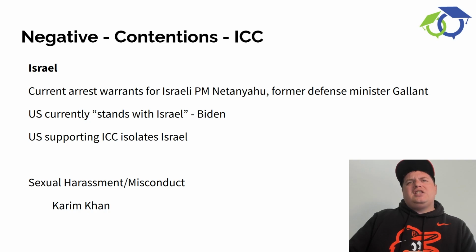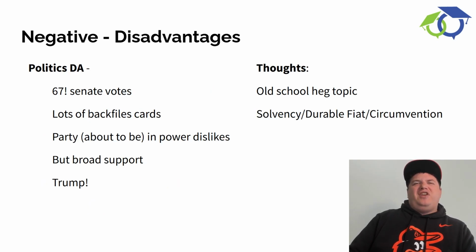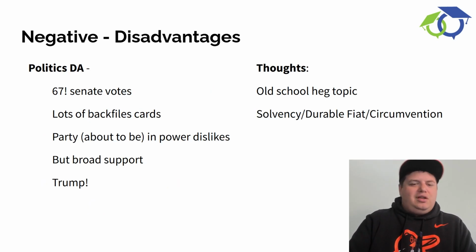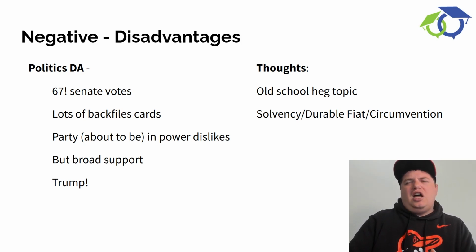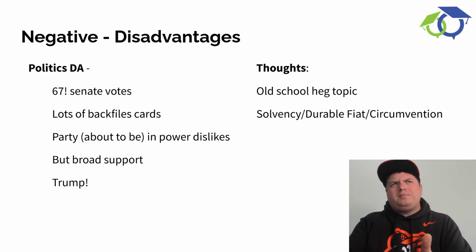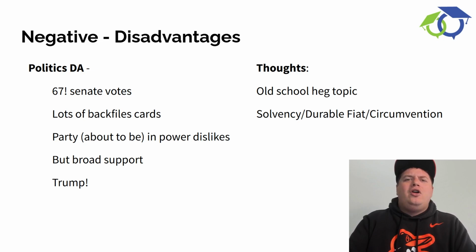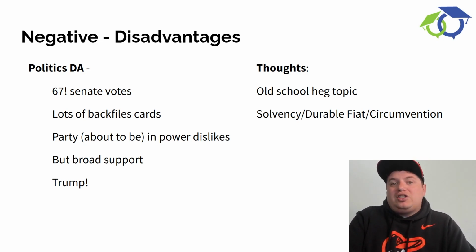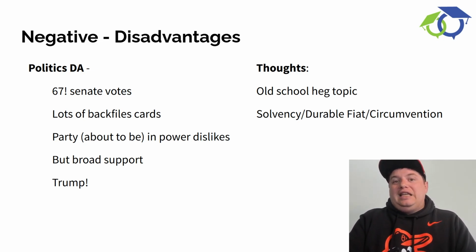I know that this negative section was really specific to just the ICC or the law of the sea. I think that there's not as many generic disadvantages on this topic. The two places that I would kind of point you, one would be the politics disad. Remember, the way fiat works, you would be fiating at least 67 senators vote yes.